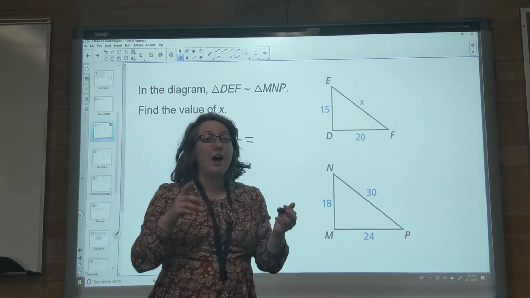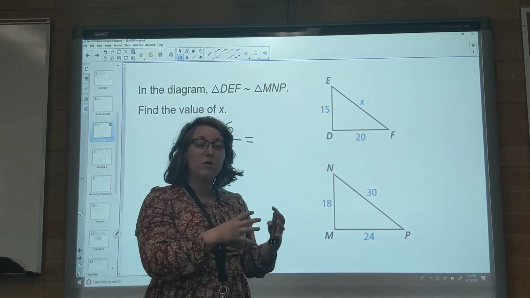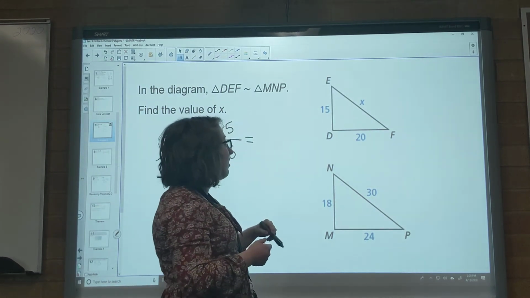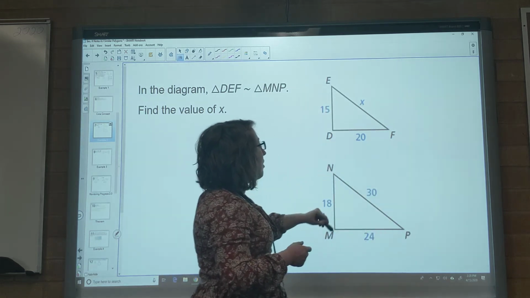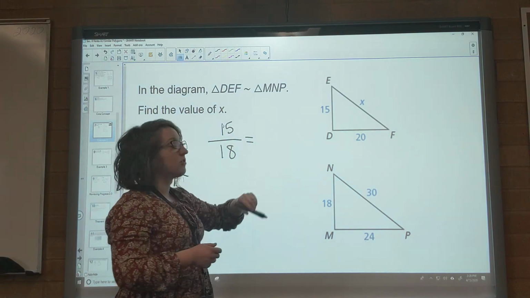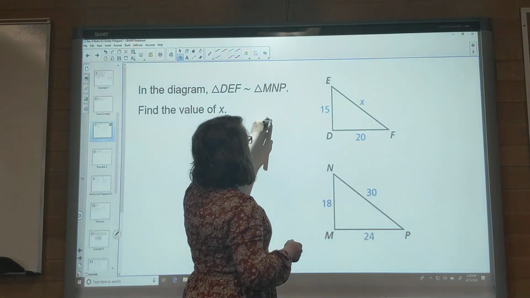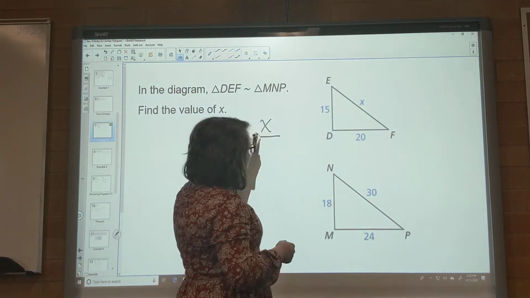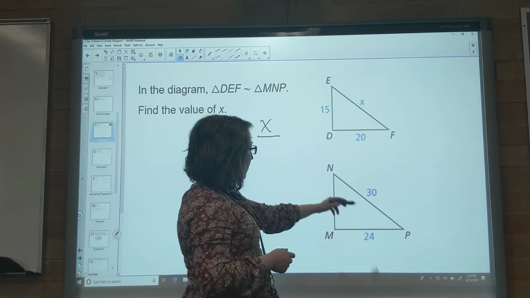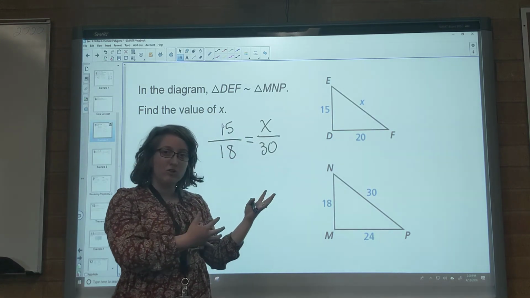Then, after I do the first fraction, I want to choose the one with the x because I'm solving for x, right? It wants us to find x. So then I'm going to go to x. I go back to my original picture. So I started with DEF, so now I'm going to go back to DEF, and that's my number on the top. So x will be on the top, over the side that matches with x. So x is EF. That means NP matches, which is 30. So now I have my fraction equals a fraction.